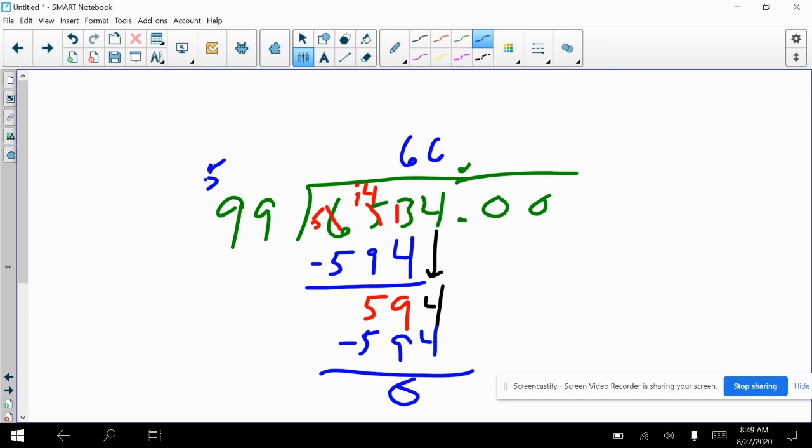Any questions about dividing with no remainders? Everybody good? Any questions at all, right? You multiply, you subtract, you bring down. You multiply, you subtract, and you bring down.